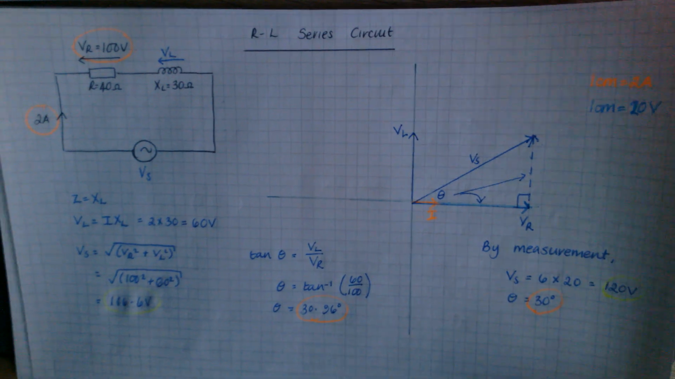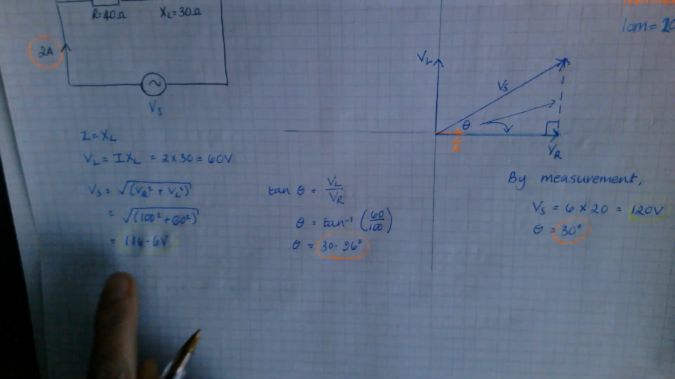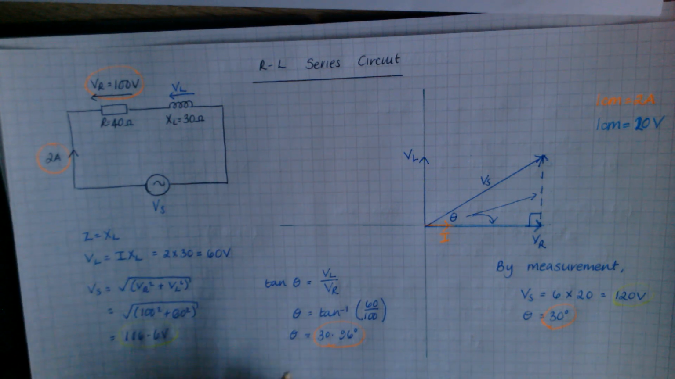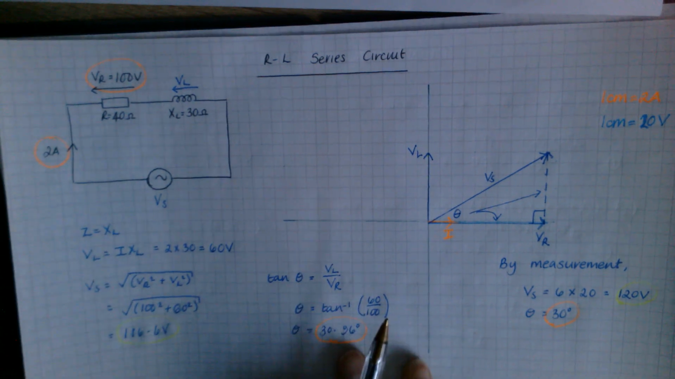And to work out your powers, you need to know what the voltage is, the VS, 116.6 volts. That's from our answers earlier on, 116.6. You need to know what your supply current is, 2 amps, and you need to know your phase angle. So the 2 amps has come straight from the circuit diagram, and the phase angle will be that 30.96. We'll use the calculated answer so it's more accurate.